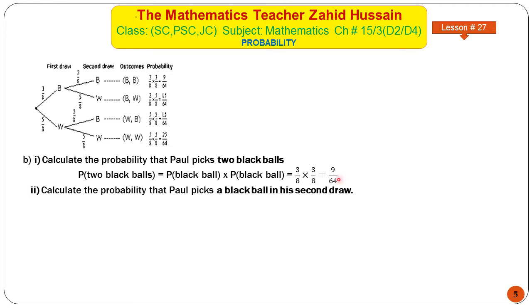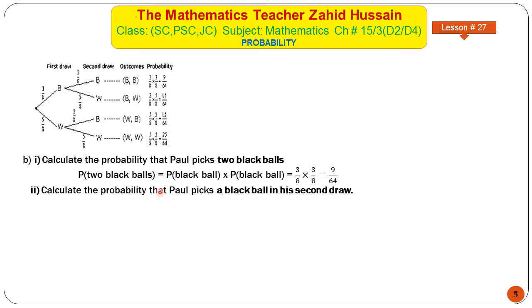The next part is to calculate the probability that Paul picks a black ball in his second draw. Now there is a condition on his second draw: in the second draw there is a black ball. If the first ball is black, in the second draw there is a black ball. If the first ball is white, the second ball should be black. There is no condition on the first ball. If the first ball is black, the second also should be black. If the first ball is white, the second should be black.